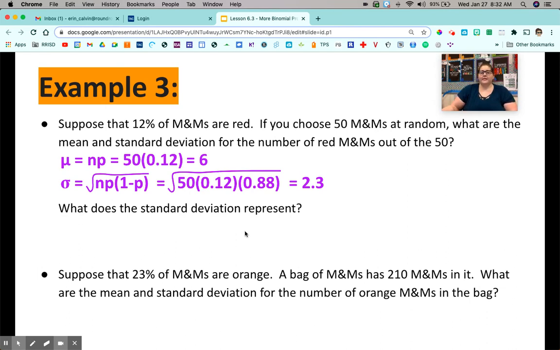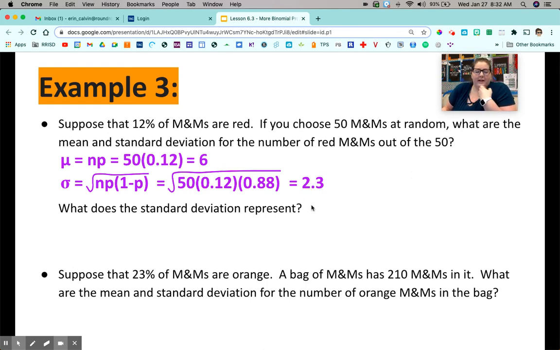Our standard deviation formula is the square root of n times p times 1 minus p. So if I plug in my values, n is 50, p is 0.12, 1 minus p, 1 minus 0.12 would be 0.88. So the square root of 50 times 0.12 times 0.88 comes out to 2.3 in my calculator. So this is the standard deviation. So the way I might think of this is, out of 50 M&Ms, I expect to get about 6 red ones, give or take 2.3. So I may not always get 6. It would be pretty common for me to get something as low as 4-ish or 3.7 or as high as 8.3.